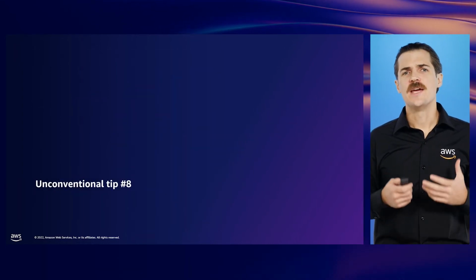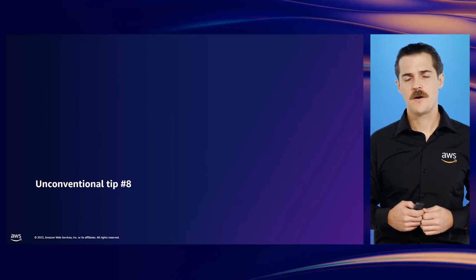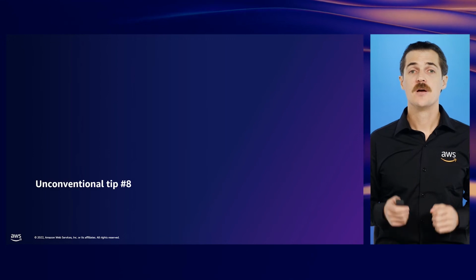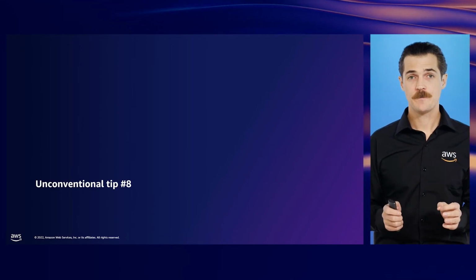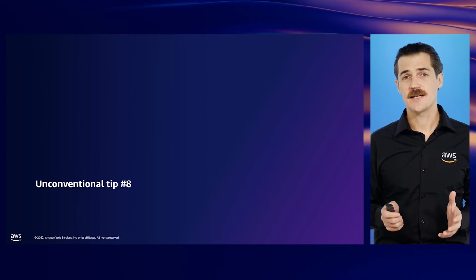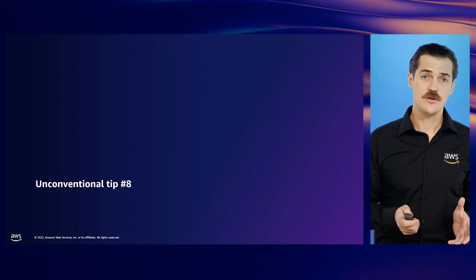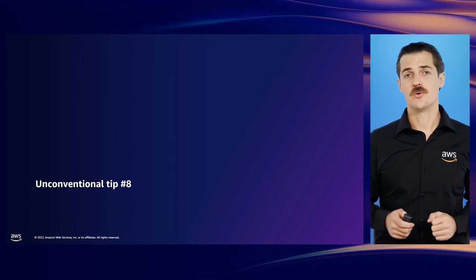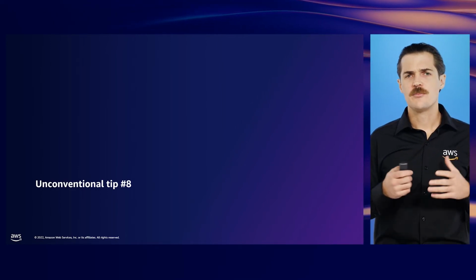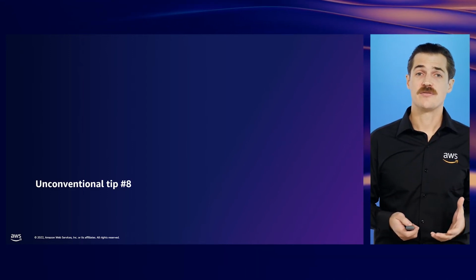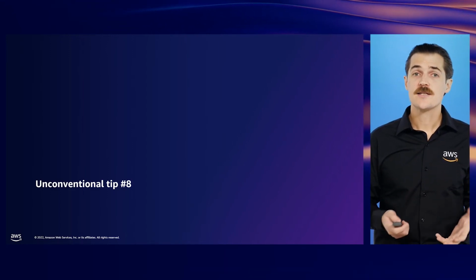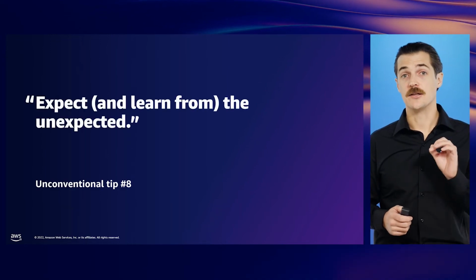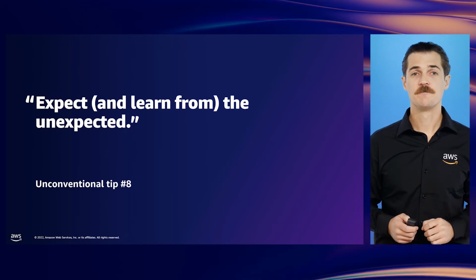As we all know, it's impossible to see into the future. At some point during the life cycle of your workload, the unexpected may happen. So preparation is key. Operational best practices dictate that you should do a post-incident review following any issue to dive deep and identify the root cause. These reviews also provide a great opportunity for architects to identify design improvements, which brings us to unconventional tip number 8. Expect and learn from the unexpected.